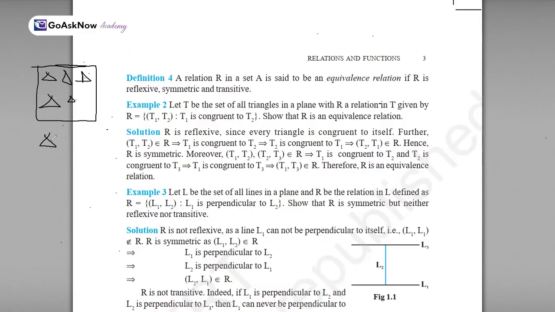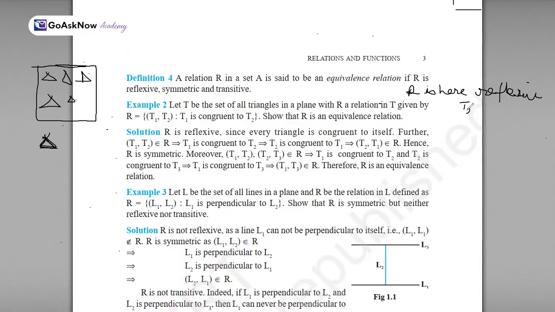I have to show that it is related to itself also. So is the triangle congruent to itself? Yes. If I put this triangle here and I copy and paste this triangle again here, then it must be congruent to itself also. So it shows that the relation R here is, R is here what? Reflexive.